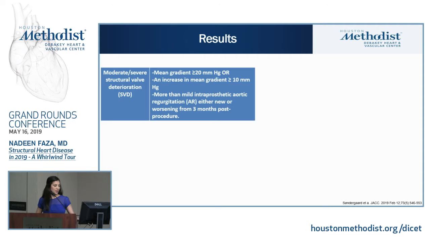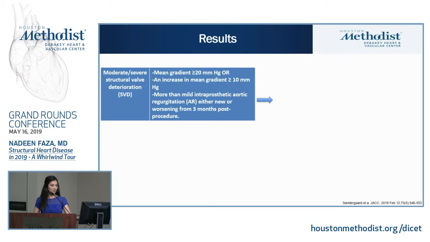This is one of the most important definitions in this paper, which is moderate to severe structural valve deterioration. And what this means is a mean gradient more than 20, or increase in mean gradient of more than 10 since implantation, or more than mild intraprosthetic aortic regurgitation, either new or worsening 3 months post-procedure.